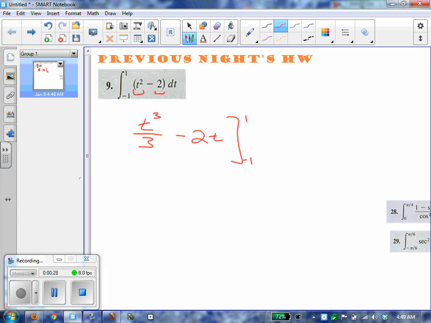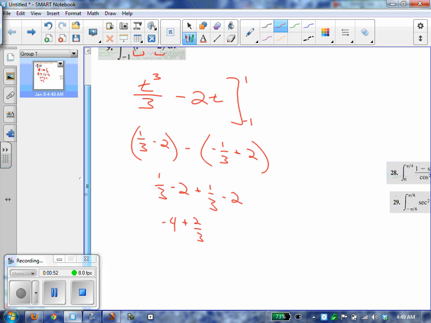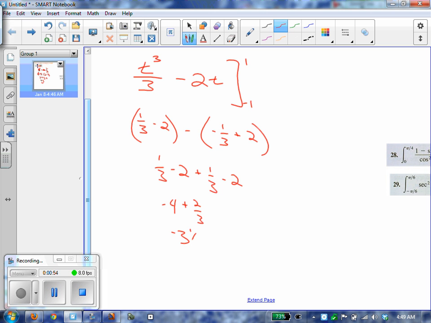All right, so we plug the 1 in there, and I'm going to get 1/3 minus 2 minus, when I plug the -1 in there, I'm going to get -1/3 plus 2. Let's just do this first. Plus 1/3 minus 2. All right, so I get a -4 plus a 2/3. So it's going to be -3 1/3.